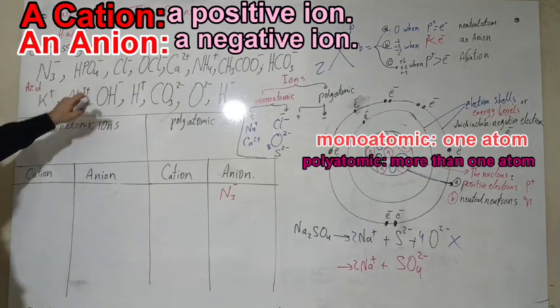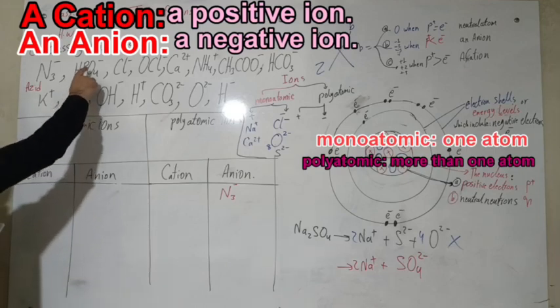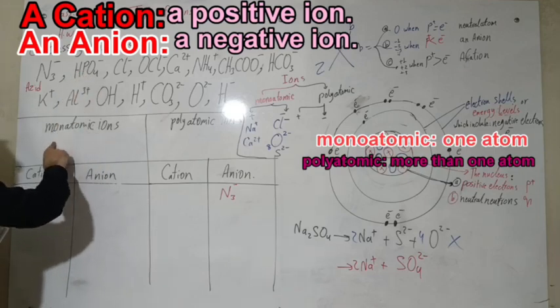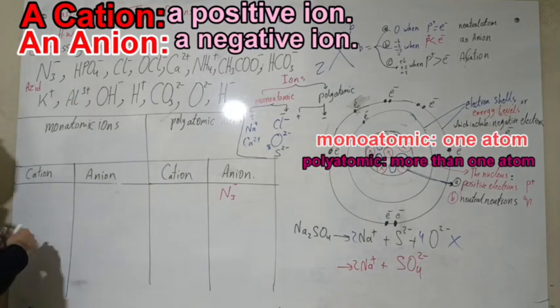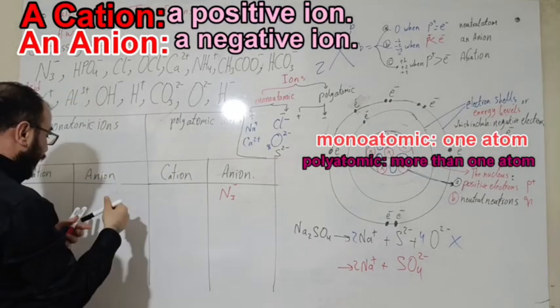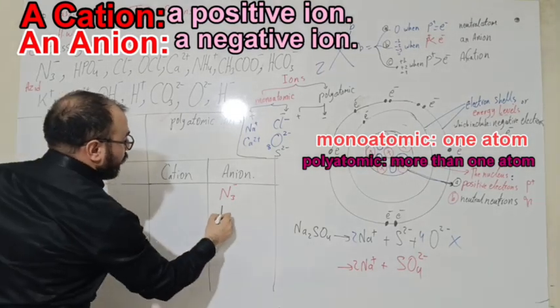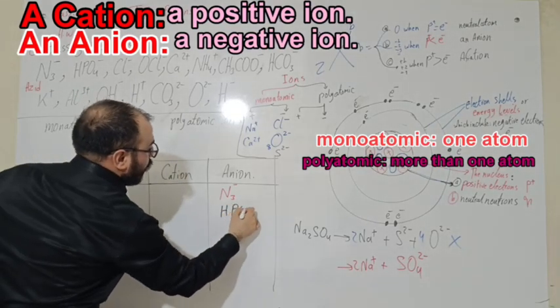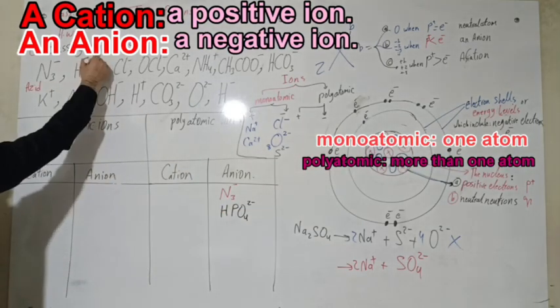hydrophosphate, and first of all, is it a monoatomic ion? No, it is polyatomic because we have more than one atom. Is it positive or negative? Of course it's negative, and it is an anion, HPO4 -2. This should be here -2.